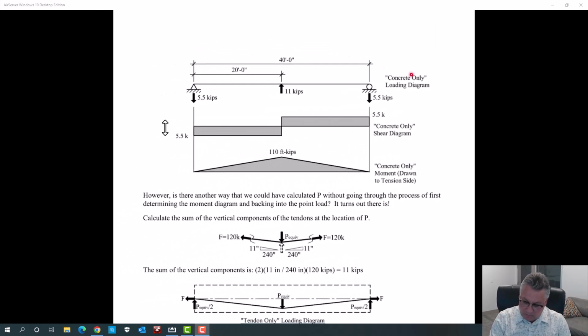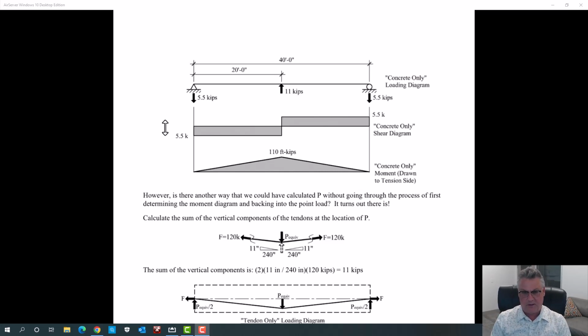And again, just to prove what's somewhat obvious, we put that 11 kip point load on the beam. We get a concrete only shear diagram. And from that shear diagram, we're back to that original primary pre-stress moment diagram. Voila, magic. You're asking yourself, why do all this? Well, I'm hoping that becomes clear.